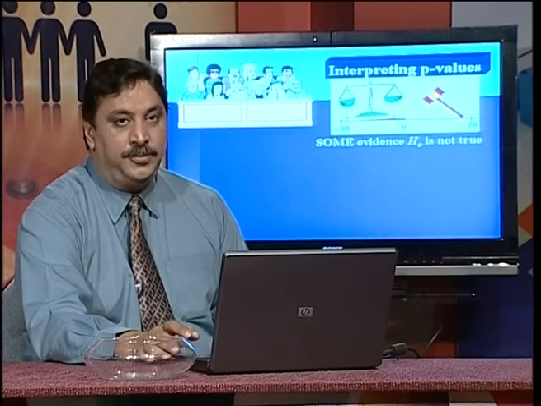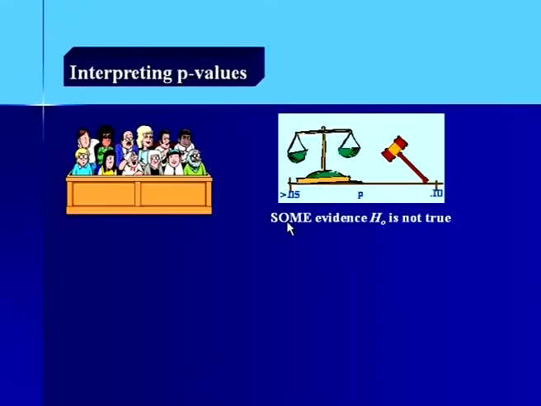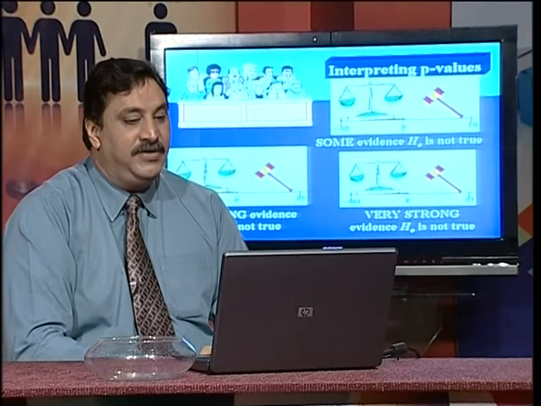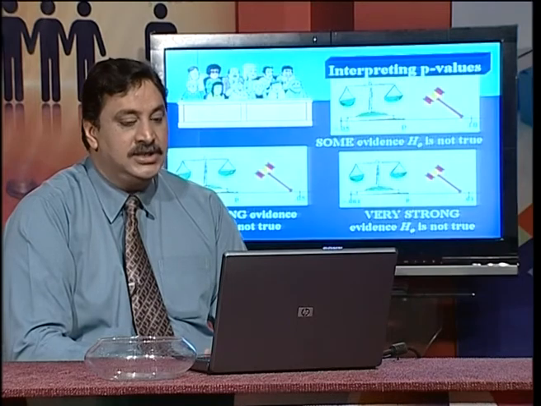This is interpreting the p-value. There are three examples. In the first example, there is some evidence that H0 is not true. Here we see the p-value lies between 0.05 and 0.10. And if we have an alpha of 0.05, then definitely H0 is rejected. 0.05 and 0.10 are the ranges of level of significance.